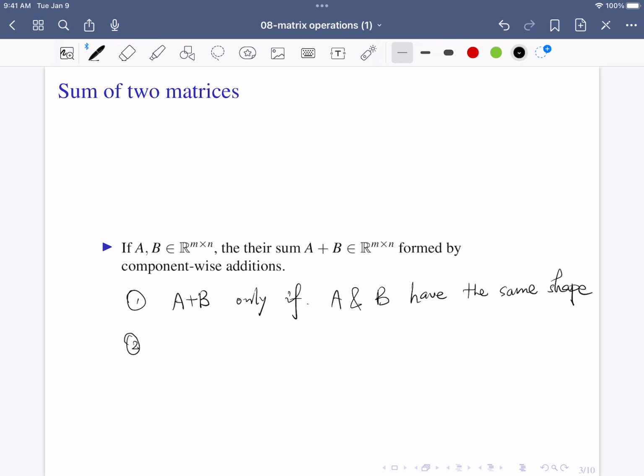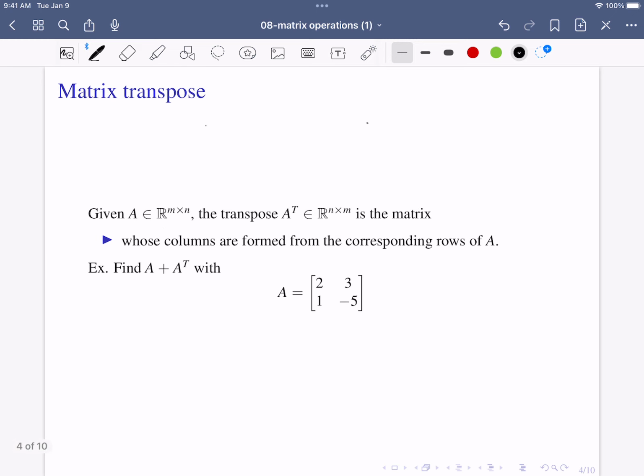And two, component-wise addition. So if you are given two m by n matrices, you can do component-wise addition and get A plus B. We will see an example in the next slide.